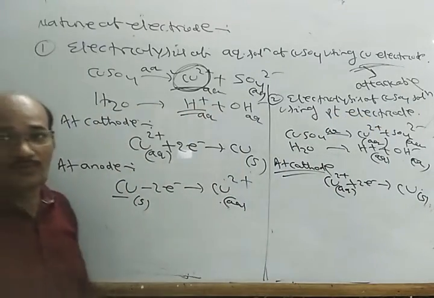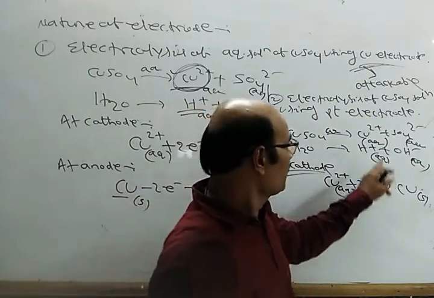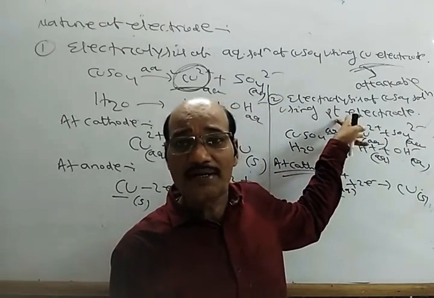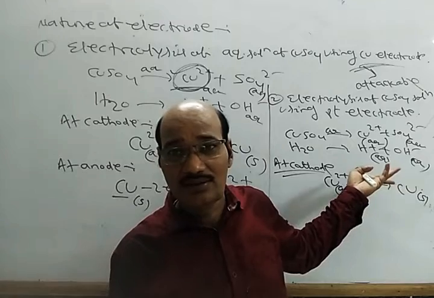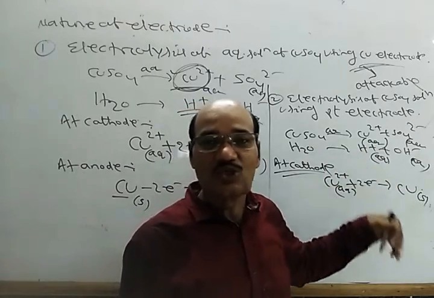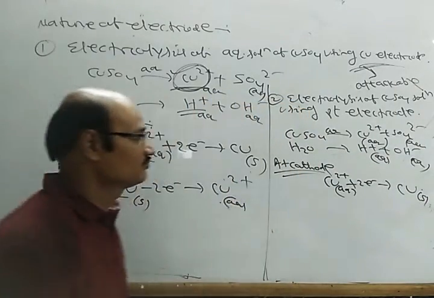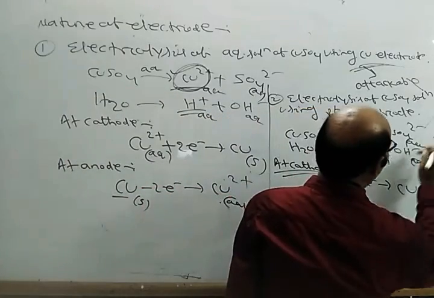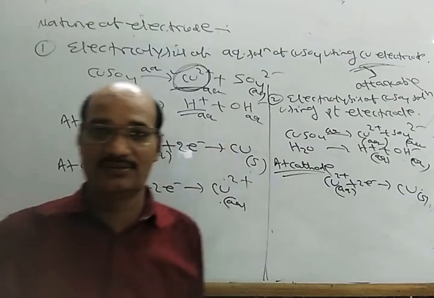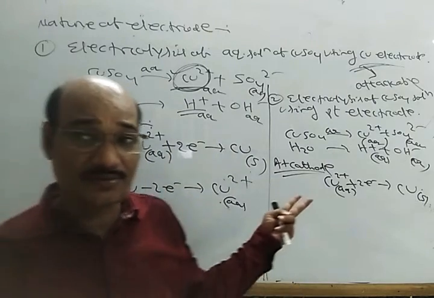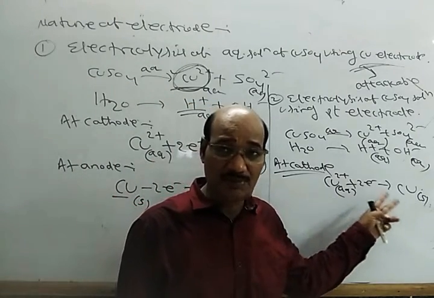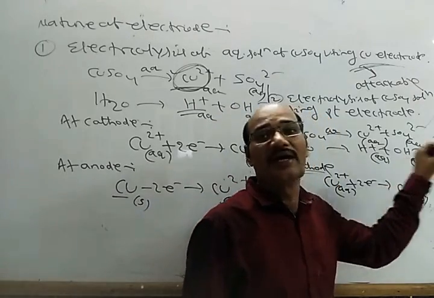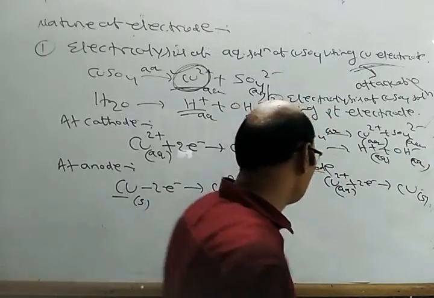Now at the anode, here the electrode is what? Platinum, which is non-attackable. So what will happen here? The anion will migrate towards the anode. And we have here SO4 2- and OH-. Two anions are there. If you see the preferential discharge series, the OH- ion has the higher discharge potential.